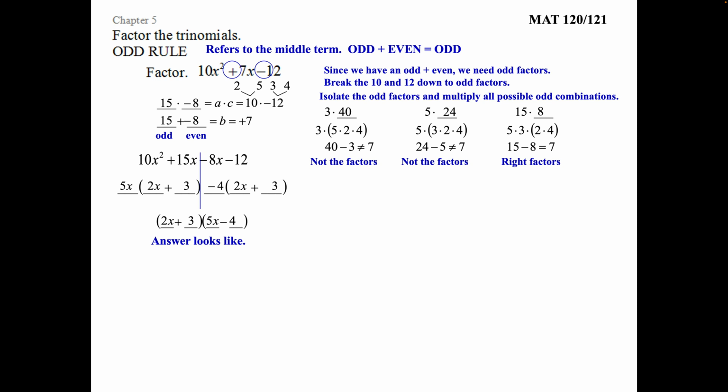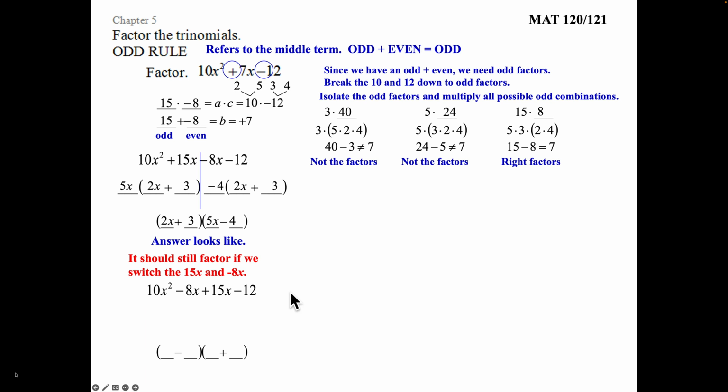Now, some people will ask me, well, Mr. Fitz, I got a question. Does the 15x and the minus 8x have to be in this order? Absolutely not. You could put the minus 8x first and the 15x second. So if we work that out, cut it in half. Now it's got to be a minus here and a minus there. So I'm going to take out now, let's see, a 2x, and I have 5x minus 4, which means this is 5x minus 4. Negative 12 divided by negative 4 is a positive 3. So I'm going to have 5x minus 4 and 2x plus 3. It doesn't matter which order they're in. I have my answer. Wait a minute.